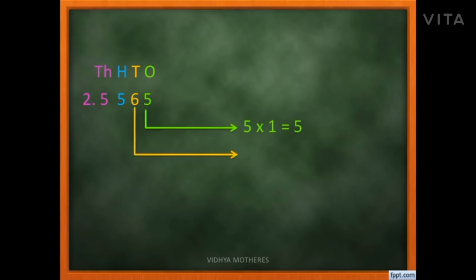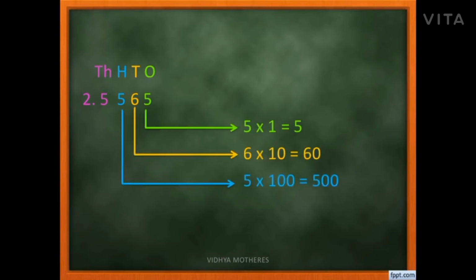The number 6 must be multiplied by what number? To find out, see what is on top of 6? T. T stands for tens. So 6 into 10 equals 60. Next, 5. On top of this blue 5, what are we having? H. H stands for 100. 5 into 100 gives 500. On top of the purple 5, we have 1000. So we will be multiplying 5 and 1000. So 5 into 1000 gives 5000.